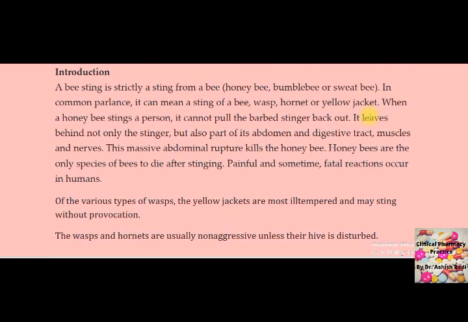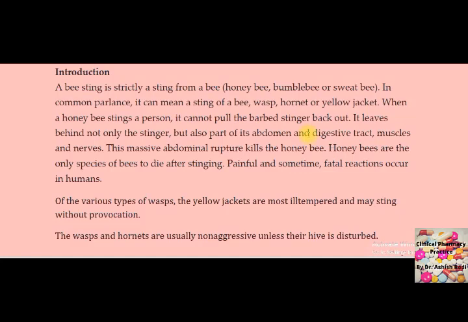So, moving on to the introduction. When a honeybee stings a person, it cannot pull the barbed stinger back out. The meaning of this line is that when a honeybee stings a person, it cannot pull its stinger back out. The consequence of not pulling back its stinger is that the bee loses its abdomen and digestive tract, because it leaves behind not only the stinger but also parts of its abdomen. It detaches after the stinging of the bee.